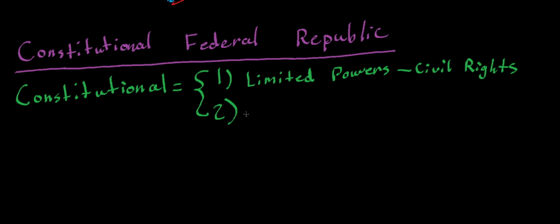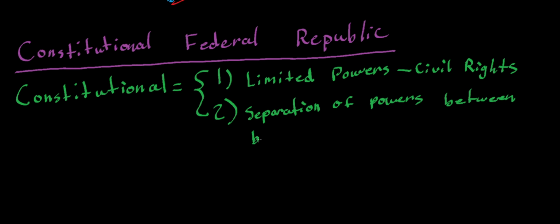But number two is that there is a separation of powers between branches of government. A constitutional republic means that the government has limited powers, particularly with respect to the civil rights of its citizens, and that those limited powers are separated between branches of government.